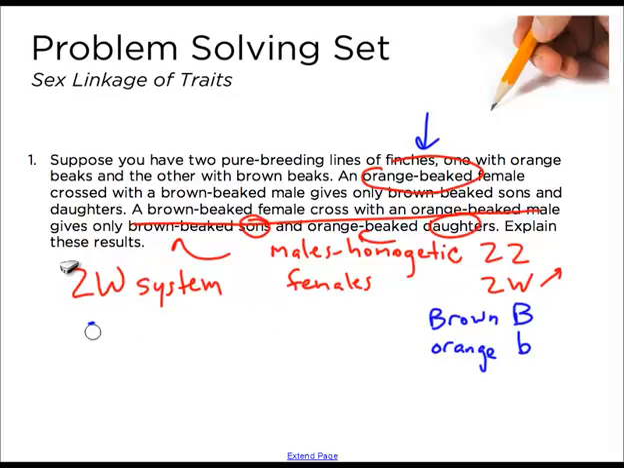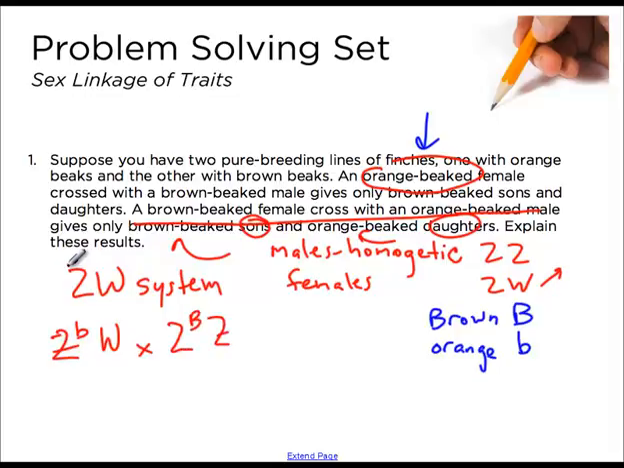It could all be wrong, you guys. I didn't look at the answer beforehand, but if this is not correct, we're going to find out when we attempt to do the problem. So now we're going to have an orange-beaked female, right? So she will be Z little b W, and a brown-beaked male. We just said we don't know if he's homozygous or heterozygous, but let's try both.